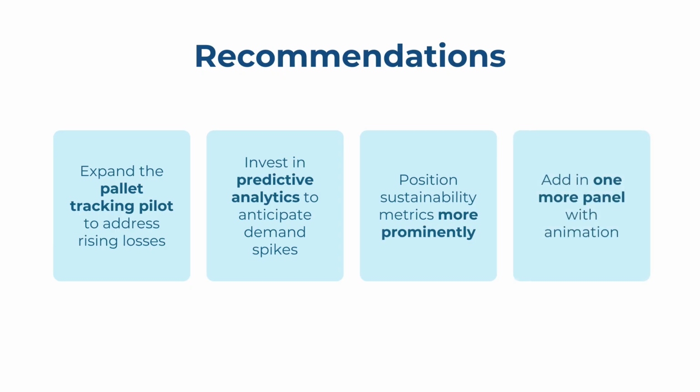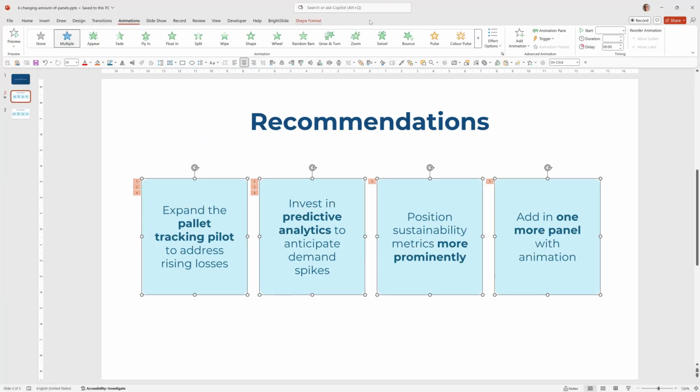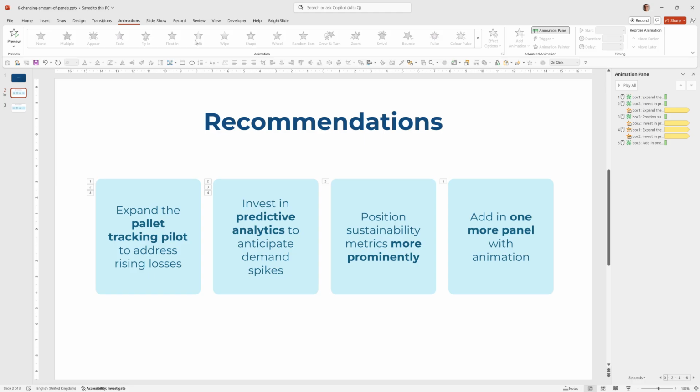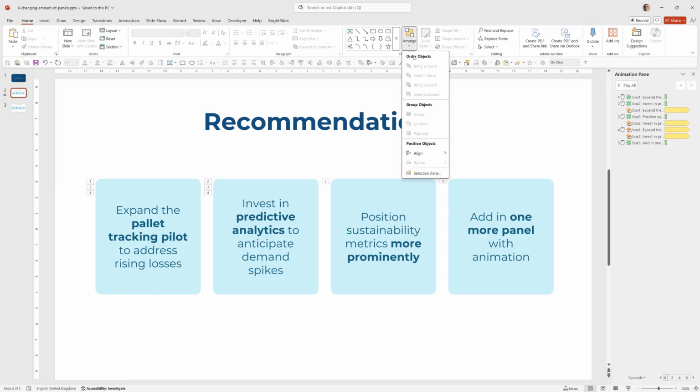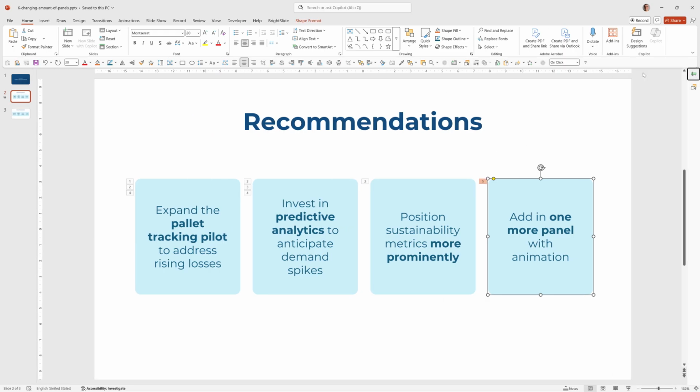So at the moment, the 4th one actually comes in after the others are visible because of the order in the animation pane. So we need to go to Animations, Animation pane, and then check this order. We also want to rename this box so it's called Box 4 so we know what we're working with. So to do that, we can go to Home, Arrange, Selection pane, click on this and then call it Box 4. Then go back to the Animation pane.